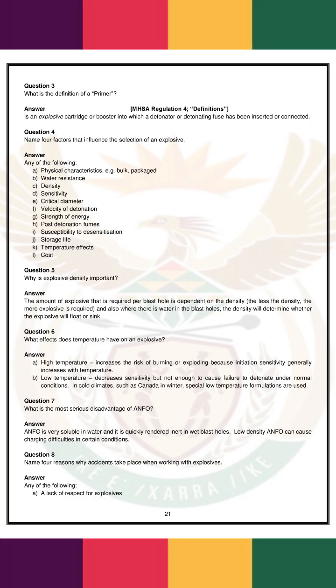A. Physical characteristics, e.g. bulk, packaged. B. Water resistance. C. Density. D. Sensitivity. E. Critical diameter. F. Velocity of detonation. G. Strength of energy. H. Post-detonation fumes. I. Susceptibility to desensitization. J. Storage life. K. Temperature effects. L. Cost.